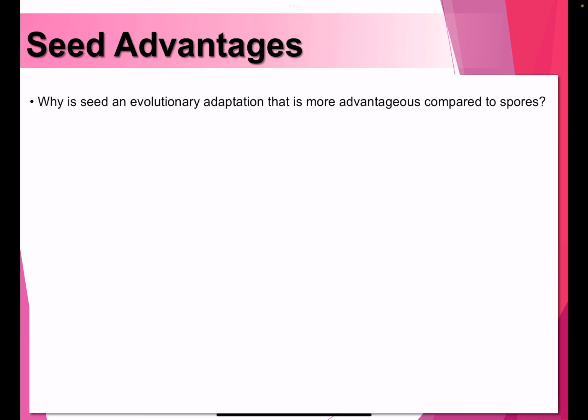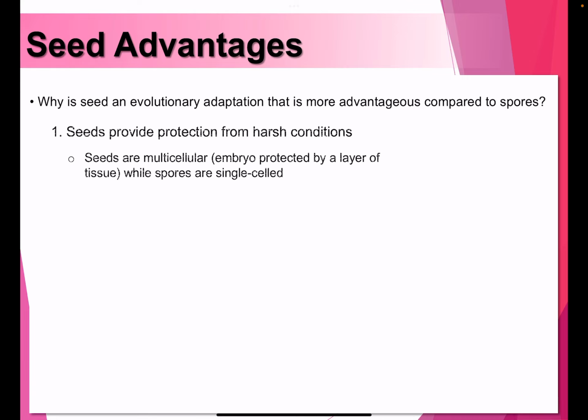So they say that seeds represent a major evolutionary innovation that contributed to the opening of new ways of life for seed plants. So why is the seed an evolutionary adaptation that is more advantageous compared to spores? Because that's a new thing with seed plants. Why are they better compared to spores that were present in non-vascular and seedless vascular plants? Well, first of all, seeds actually provide protection from a lot of harsh environments. So seeds are multicellular.